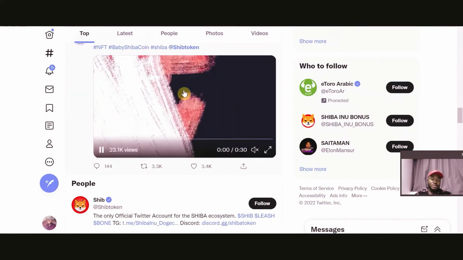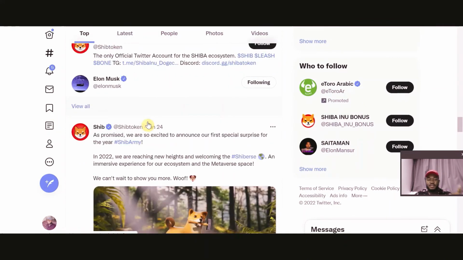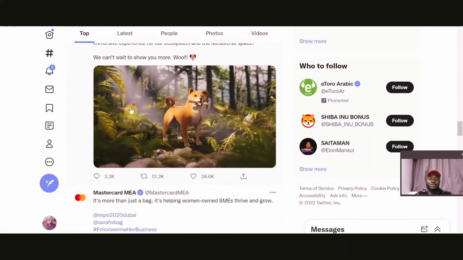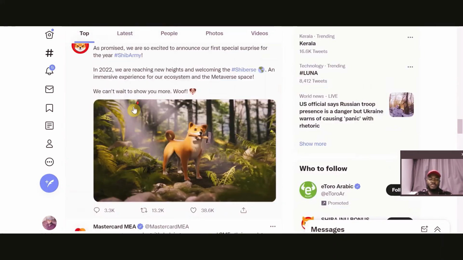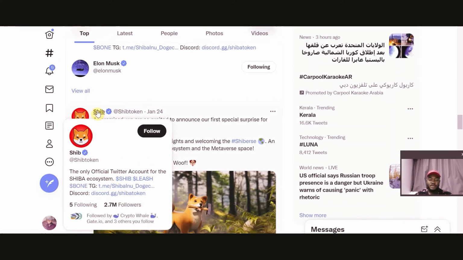You have to know, check. Mostly, if you want to do all these things, most important, you have to follow the real social media handle of this coin. Let's assume this one is for Shiba. This is Shiba token. This is their social media. This is their Twitter handle. They have 2.7 million followers. They are only following 5. This is how you know them.